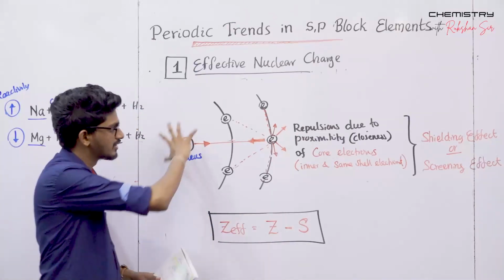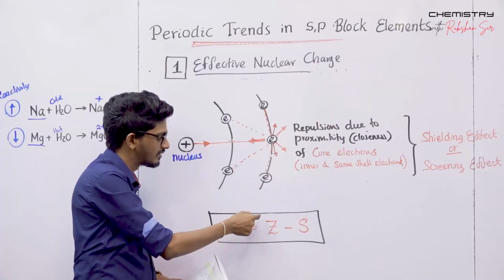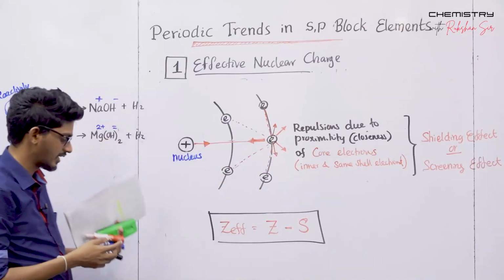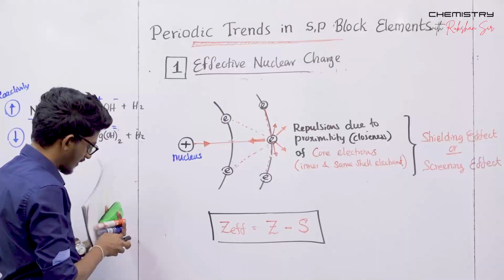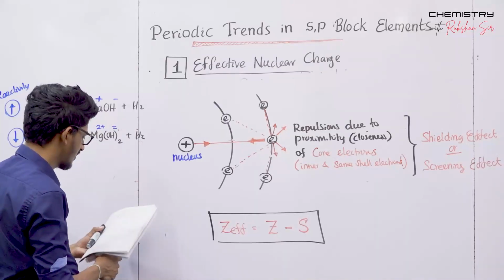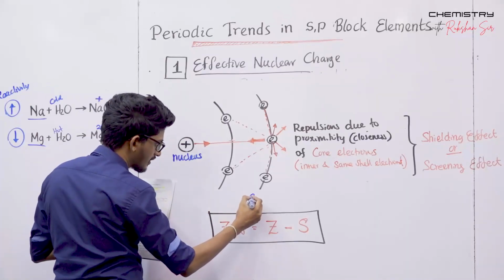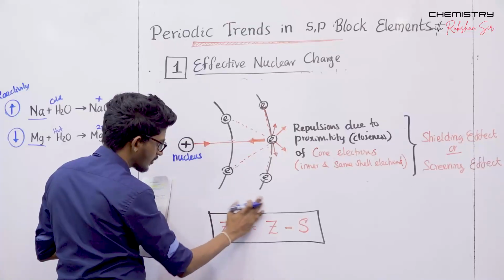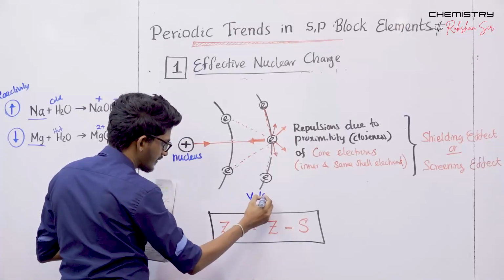So just draw this picture now, and put this formula as well. I'll label a few more things here. These are the valence electrons.